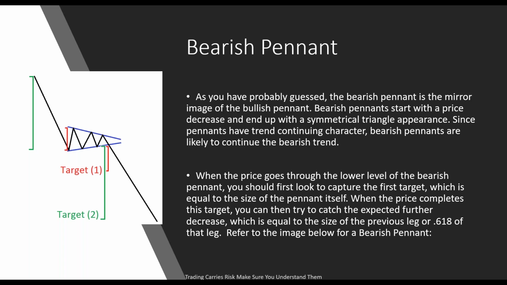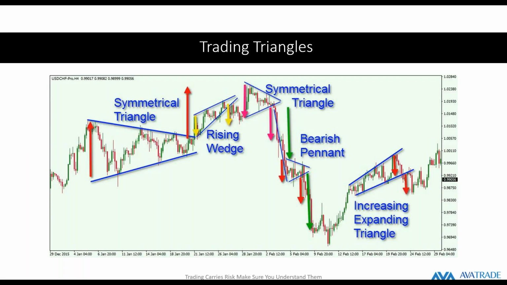So we have bearish pennants and bullish pennants. So again, here you can see on my little chart, here are all the major things that we see. We see symmetrical triangles, but we see rising wedges. We see symmetrical triangles again. We see bearish pennants, and we see increasing and expanding triangles, which are wedges on a separate angle.